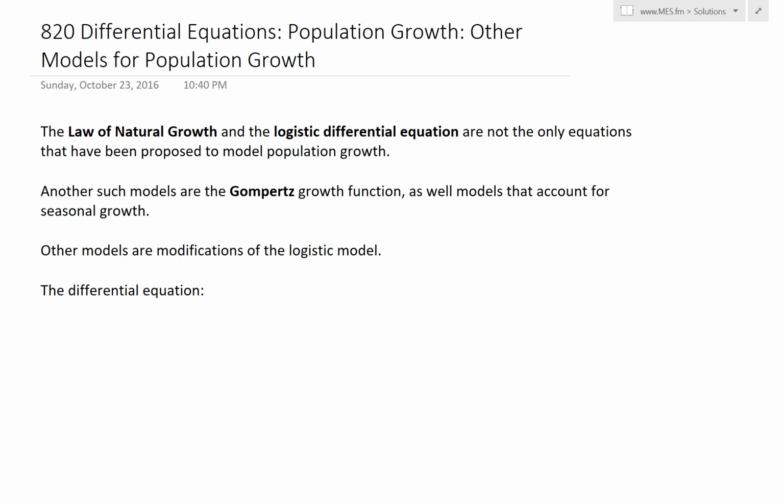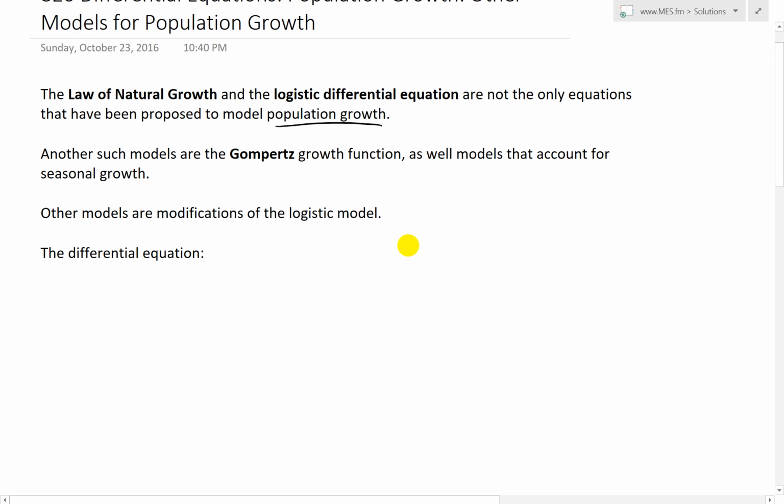Time to discuss further into differential equations, population growth, and now look at just a brief introduction to other models for population growth, and basically the law of natural growth and the logistic differential equations. These are the ones that I covered in my earlier videos. But these are not the only equations that have been proposed to model population growth. And in this video, I'll basically just briefly introduce some of these different models, and then in later videos, I will go into each one a bit more in detail.